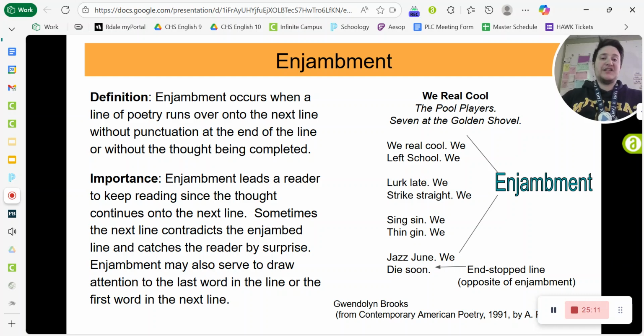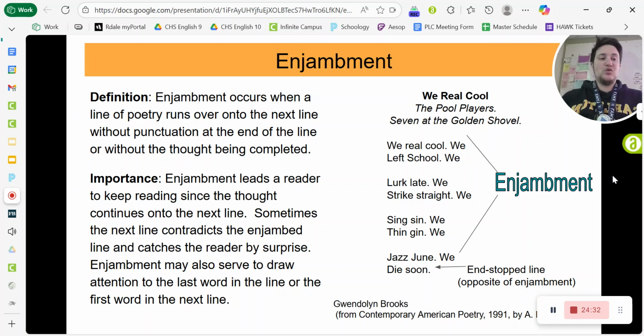One more technique we see in poetry structure is called enjambment. Enjambment means when a line in poetry ends not with a punctuation mark like a period, but just goes right through to the next line. So back to this first poem, We Real Cool, well, that's the end of the line, but it is certainly not the end of the sentence. There's no punctuation there. We left school. We, oh, still no punctuation. So these are all examples of enjambment, where the line ends just on a word, on a pause.